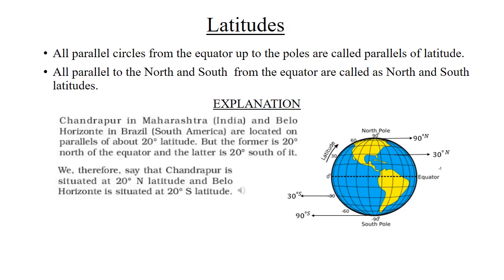Now, if you see the extreme poles, the North Pole and the South Pole, I have marked the South Pole as 90 degrees south, and the North Pole I have marked as 90 degrees north. It means that all the reference points above the equator will be referred to as some degree north, and any part below the equator will be referred to as 30 degrees south, 60 degrees south, 90 degrees south. I hope it is very clear till now.